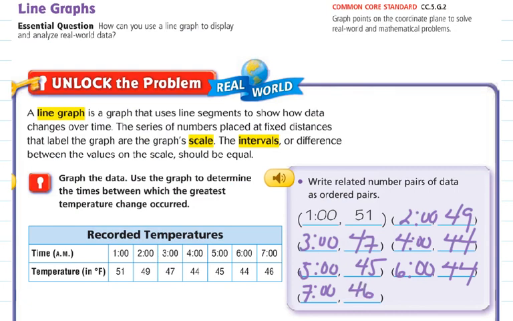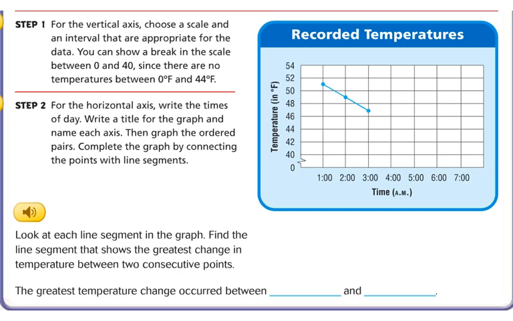So now, boys and girls, we're going to analyze and go through the different procedures for making a graph. For step 1, for the vertical axis, choose a scale and an interval that are appropriate for the data. What we can see is, for our x-axis, our scale goes from 1 a.m. to 7 a.m. because that's when the data was collected, and each interval is an hour in between each of these. So those would be appropriate for our data.